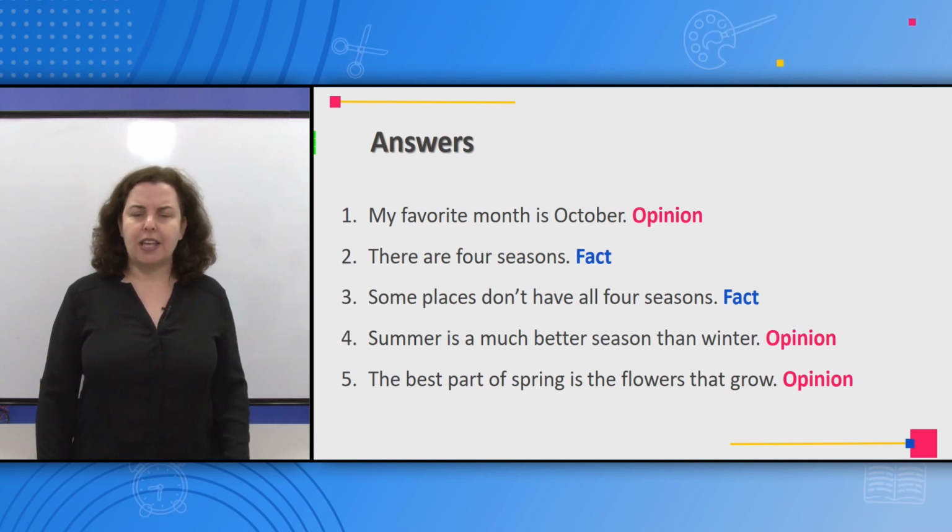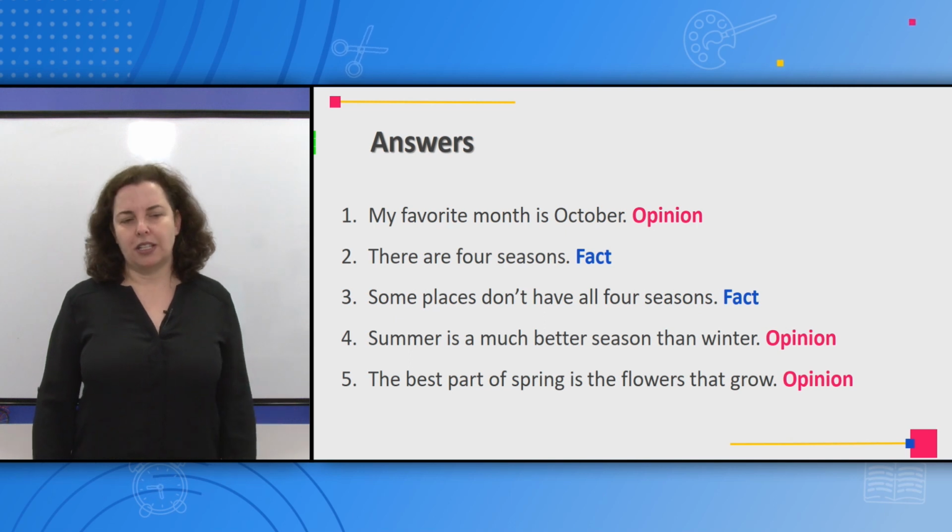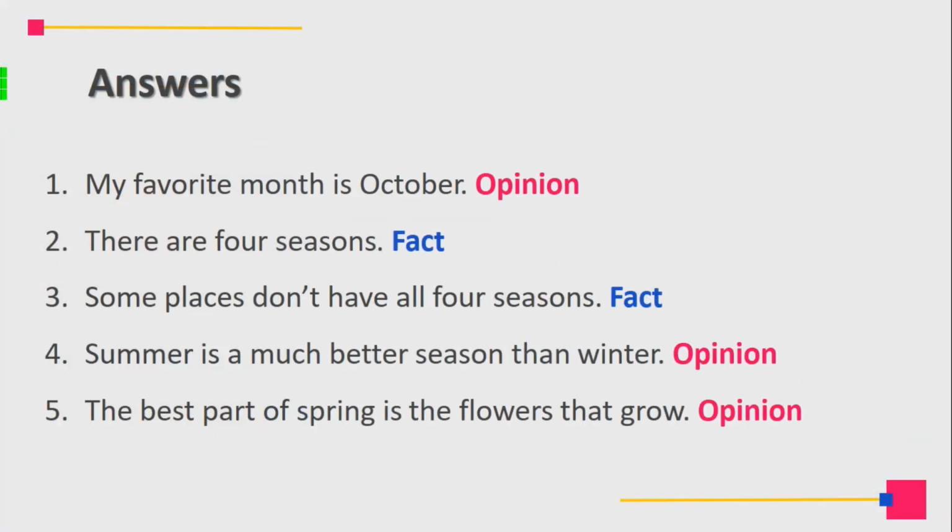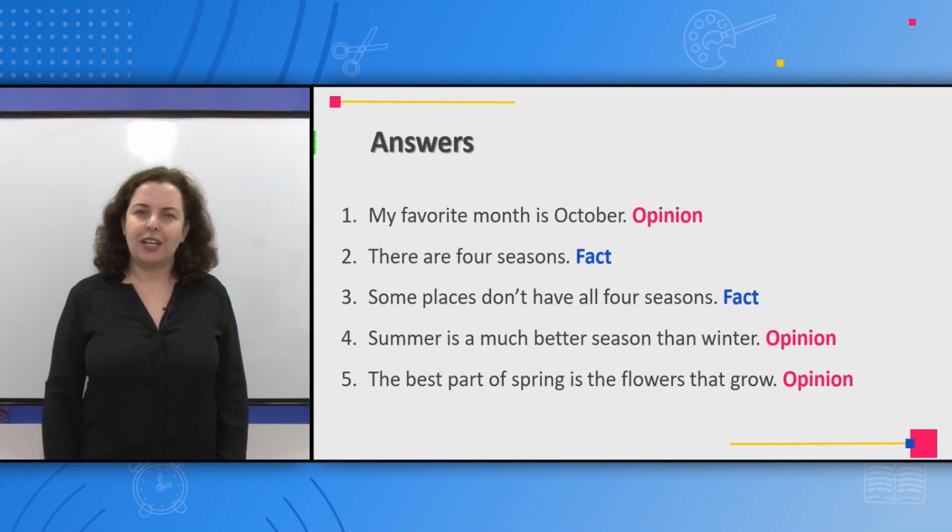Number 4, summer is a much better season than winter. Of course, it's an opinion. I think that summer is much better than winter. I like to go to the beach. I like to walk around with short sleeves. That's an opinion. And number 5, the best part of spring is the flowers that grow. Of course, that's an opinion too. Let's continue.